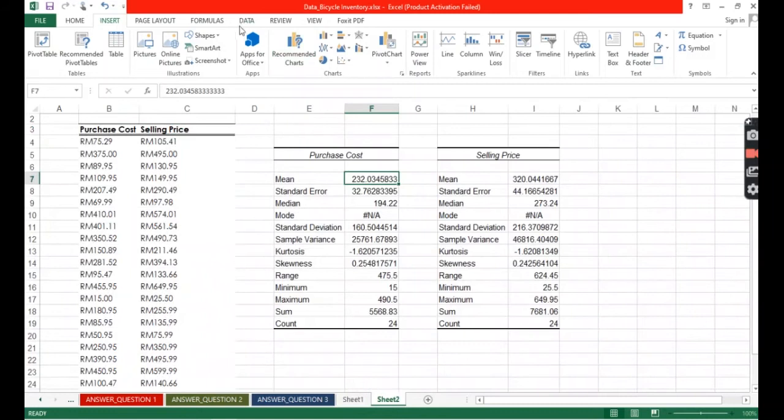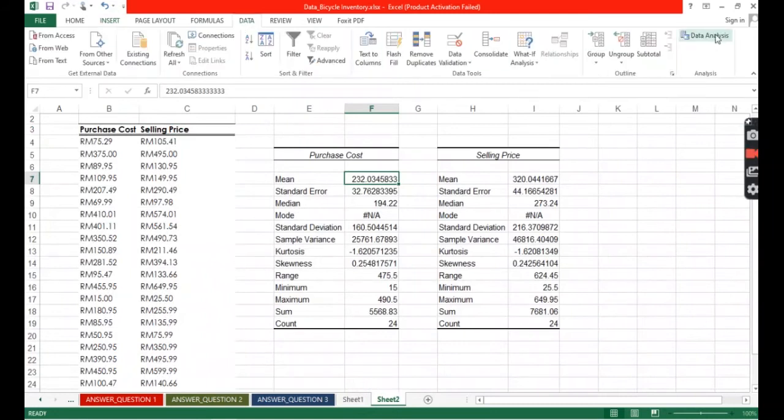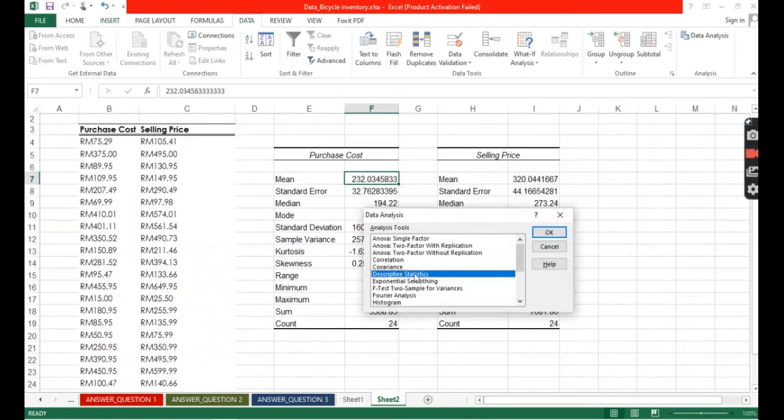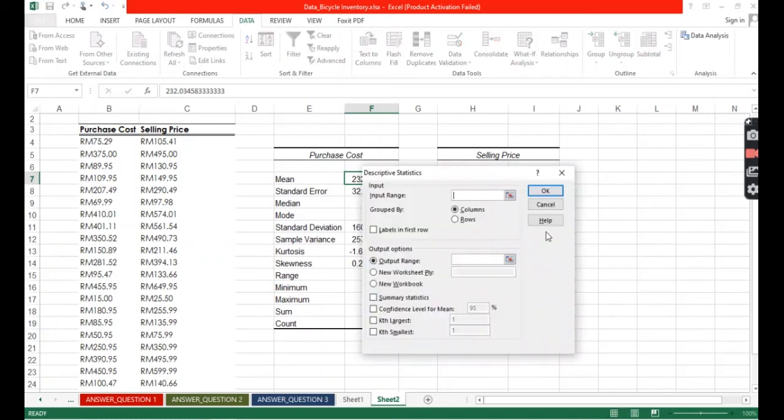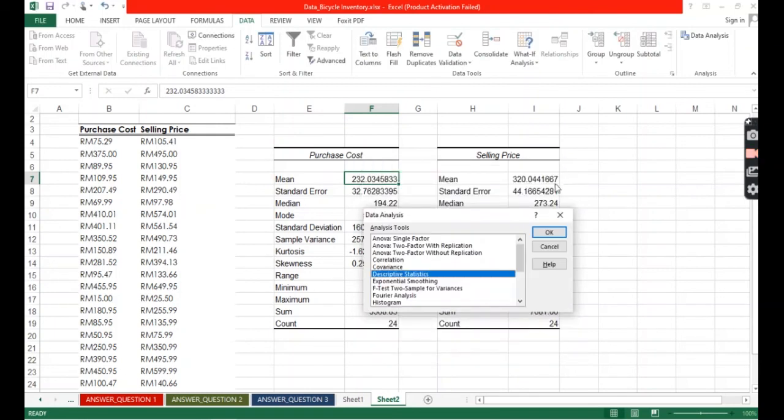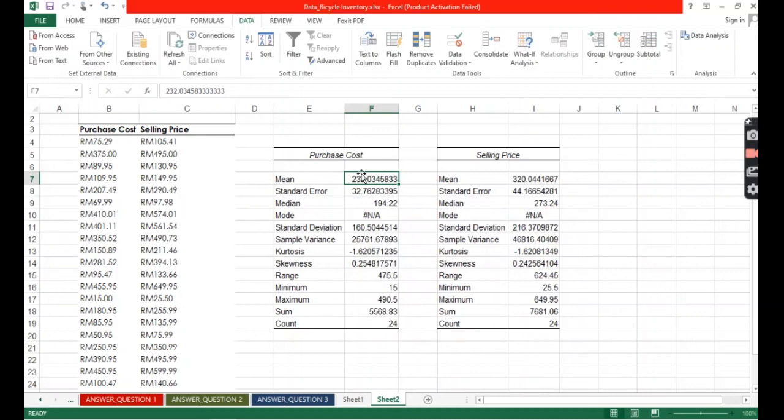So for the last question, I use the data analysis, and I click at the descriptive statistics, and for the input range, I will use the amount of purchase cost and the selling price. So for the output range, I will put on any blank section and click on the summary statistics. So that's how I get the analysis of the purchase cost and the selling price.